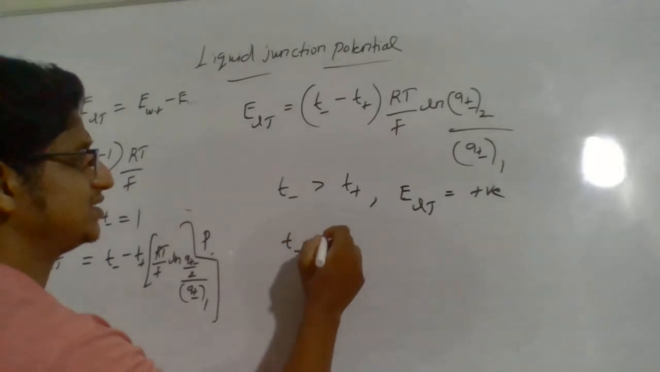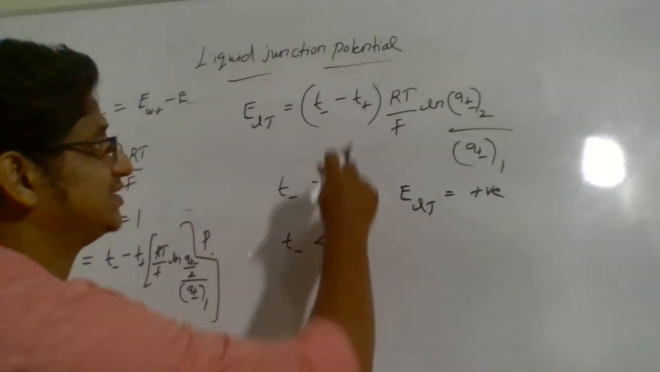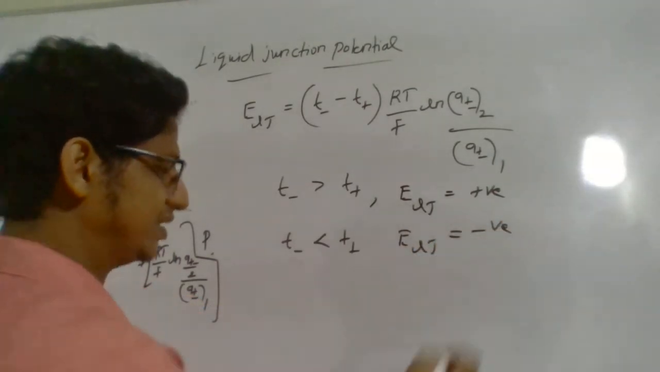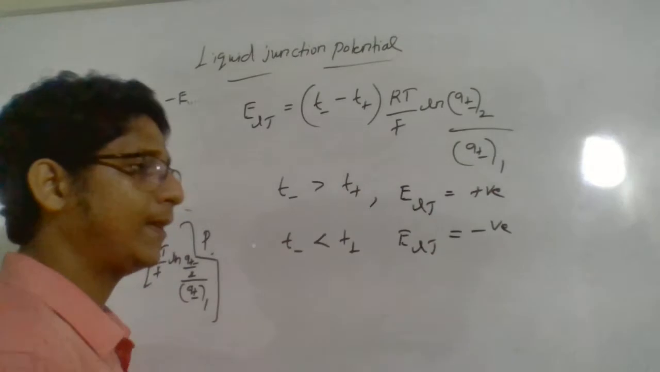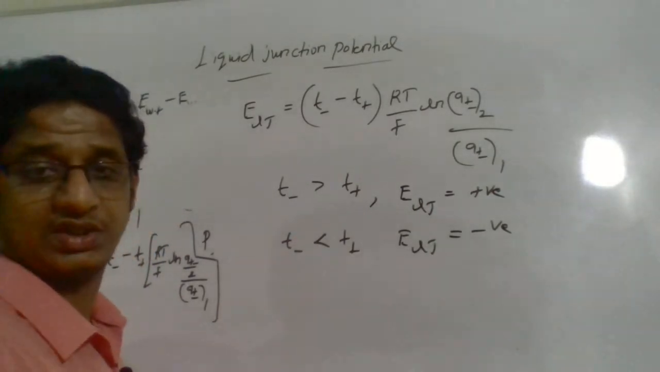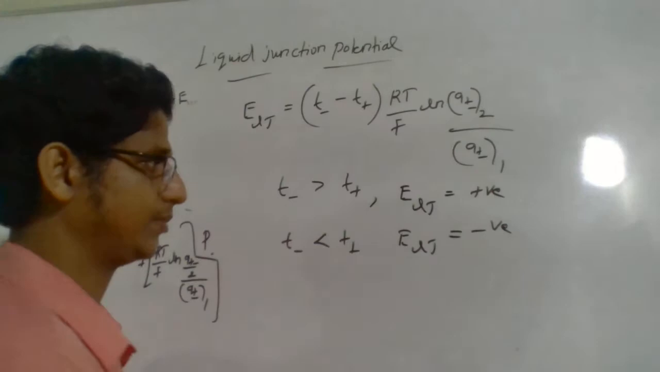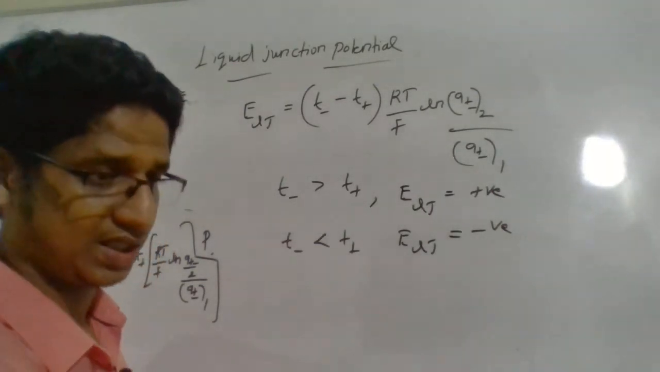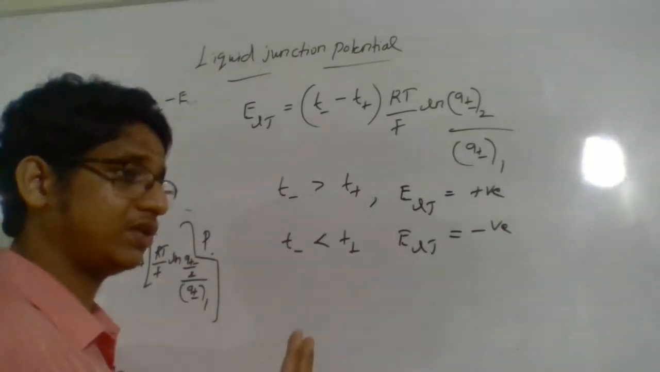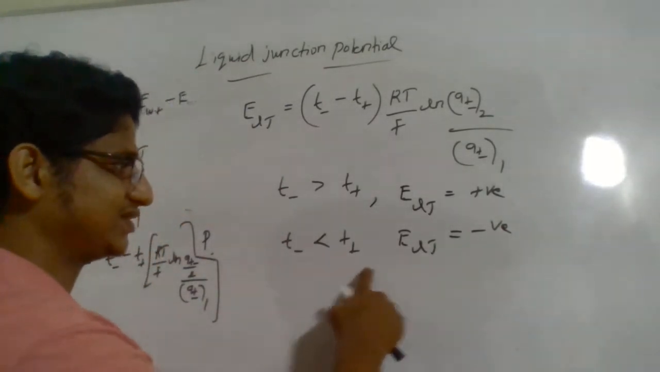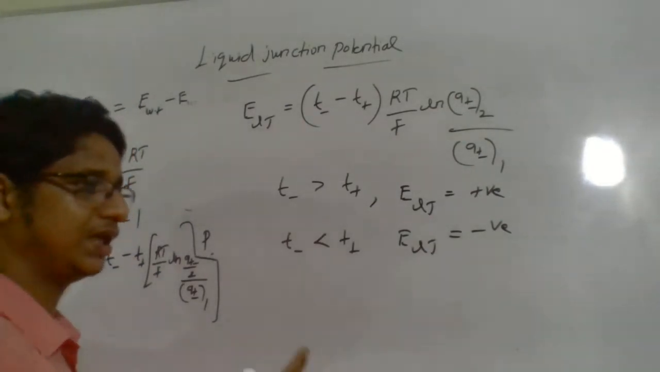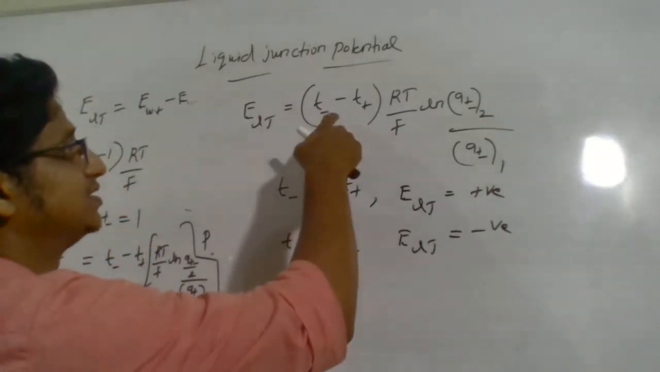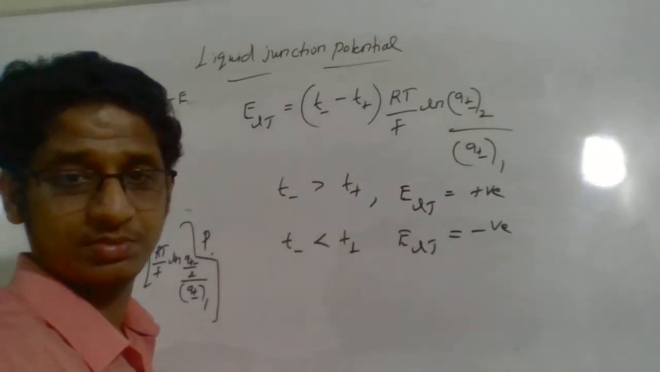Now if t- is less than t+, in that case this will be negative. So the liquid junction potential will be negative in this case. So the total EMF will be less than the actual EMF. So you are actually getting a lesser EMF due to the transport number of the cation being higher. If you think of HCl, where the H+ ion has a higher transport number, in such cases you are actually getting a total EMF that is less than the actual EMF, because now t+ is greater, which means you are getting a negative liquid junction potential.